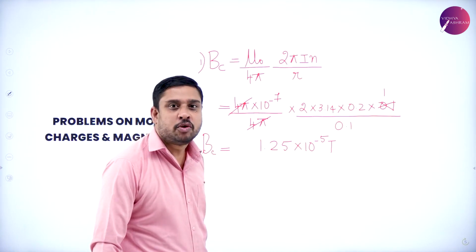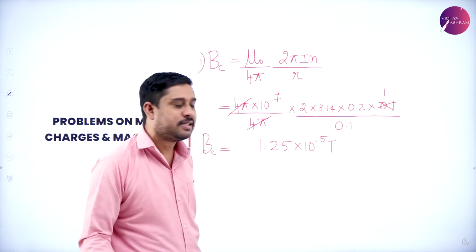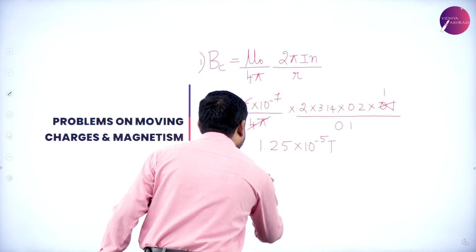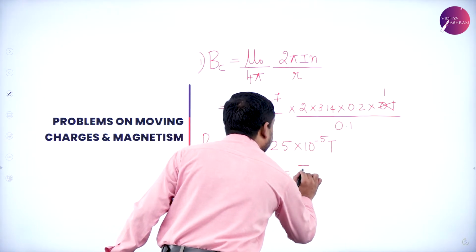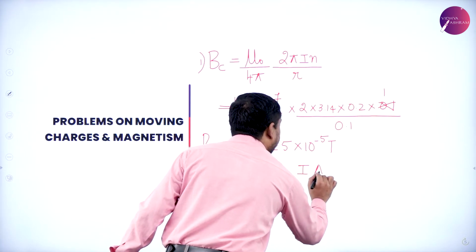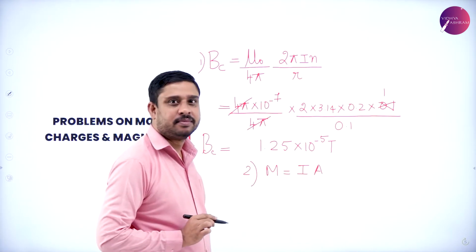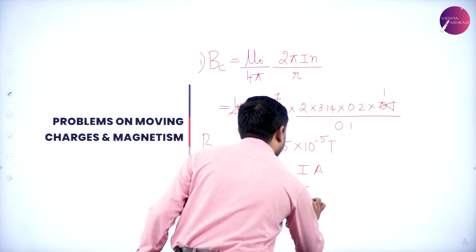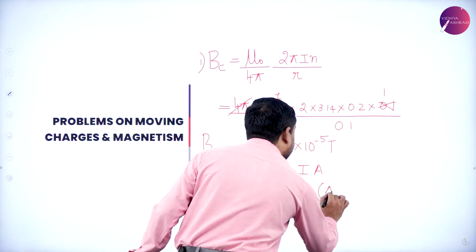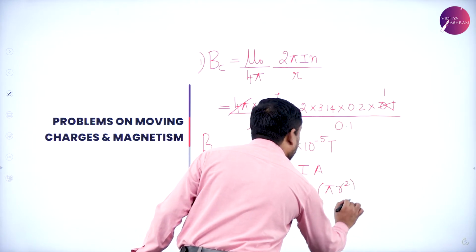I have to calculate the magnetic moment. So what is the expression for magnetic moment, students? It is I into A, which is I. A is pi r square.